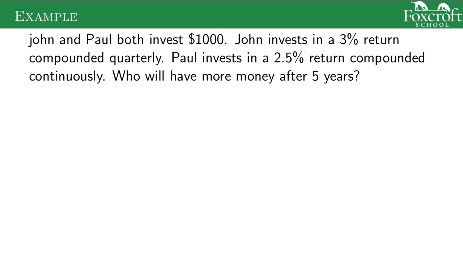So John and Paul both invest $1,000. John invests in a 3% return compounded quarterly. Paul invests in 2.5% compounded continuously. Who's going to have more money after 5 years?